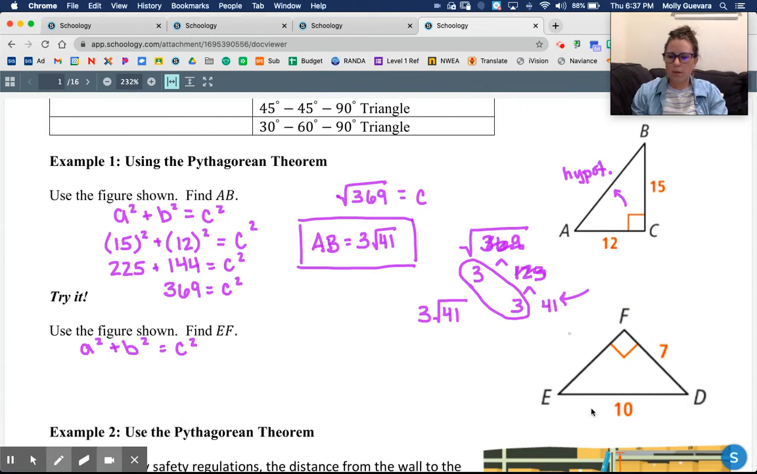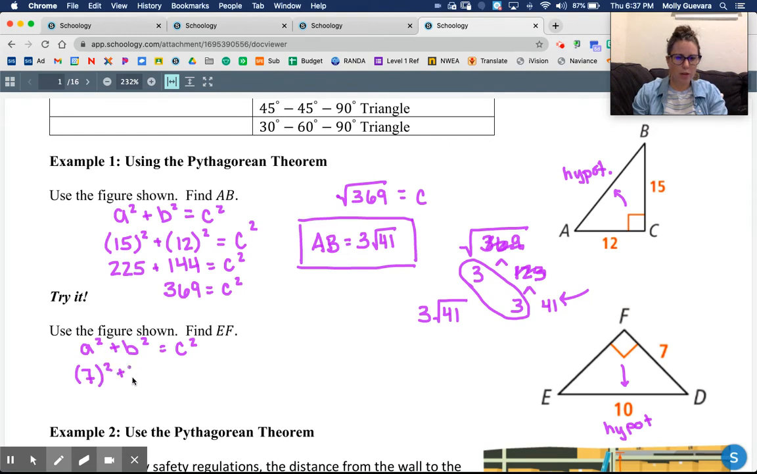Okay, so when I look at my triangle here, here's my right angle at angle F. My 10 is across from that, so 10 is my hypotenuse. That means I'm going to plug in 10 for c. 10 is not a leg. 10 is the hypotenuse. 7 is a leg, so that can either be a or b. It doesn't matter. But 10 has to be c. So I'm just going to let a be 7.